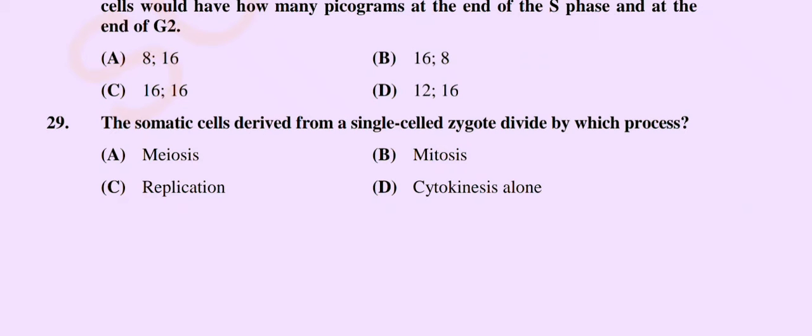Question number 29. The somatic cells derived from a single-cell zygote divided by which process? Option A, meiosis; option B, mitosis; option C, replication; option D, cytokinesis alone. So the correct option is option D, cytokinesis alone.